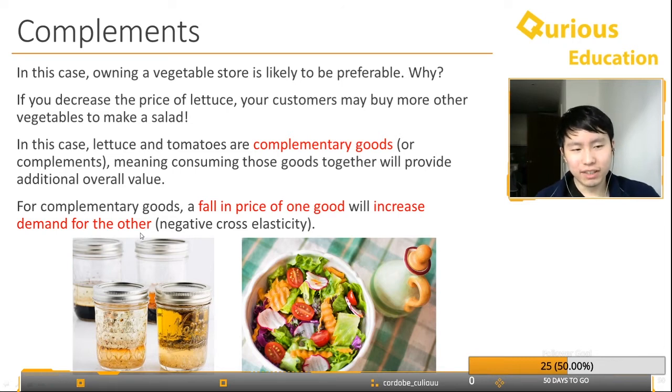Similarly, you see here we've got some salad dressing. If the price of salad decreases, then the demand for salad dressing would increase, because people would buy more salad dressing to go with their tasty and cheaper salad, right? So that's complements in a nutshell.